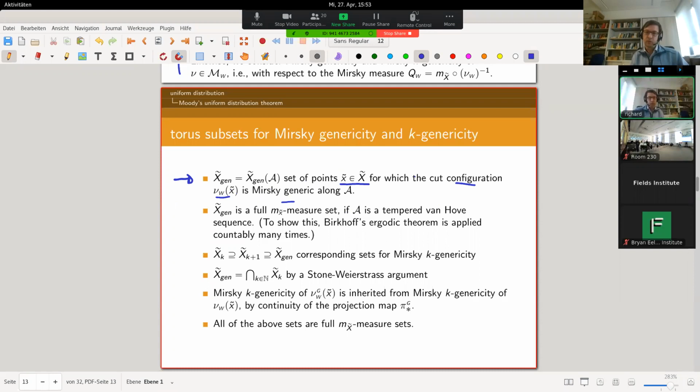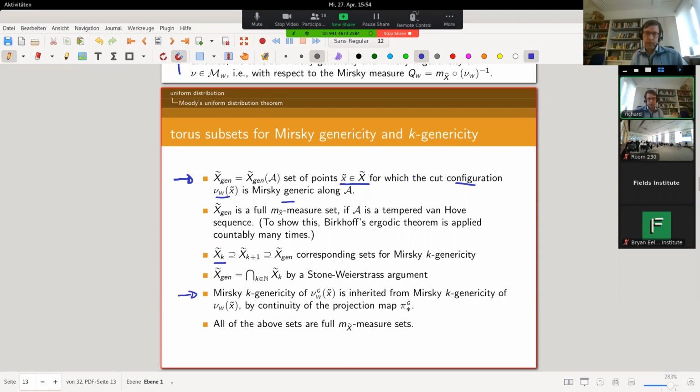Also here, Birkhoff's ergodic theorem has been applied countably many times. So for K, this is a very strong condition. For K genericity, Mirsky genericity, these are supersets of the sets of all Mirsky generic functions by definition, of course. And these are all then full measure subsets. And it's these subsets which we will be using.